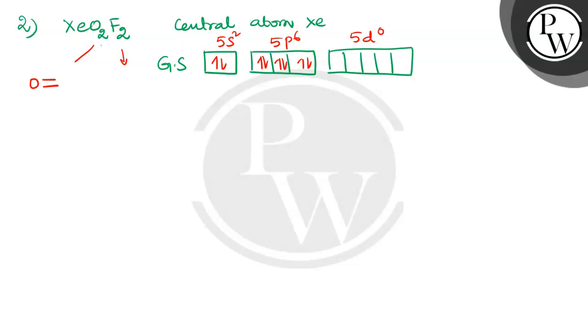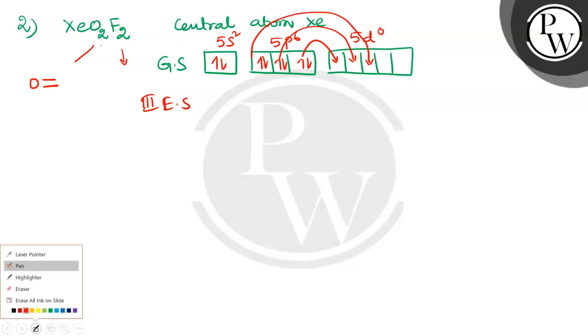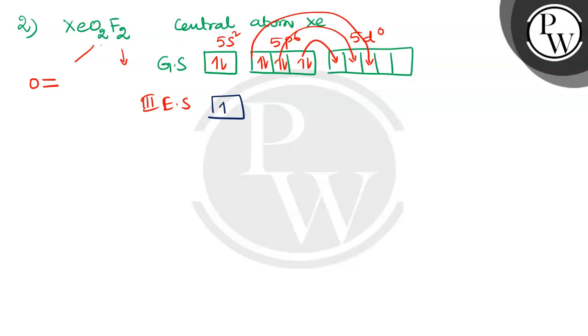Therefore, it undergoes the third excited state. In the third excited state, see this electron, 1, this is 1. Second excited and third excited. So in the third excited state, 6 unpaired electrons are available. So this is written as it is.